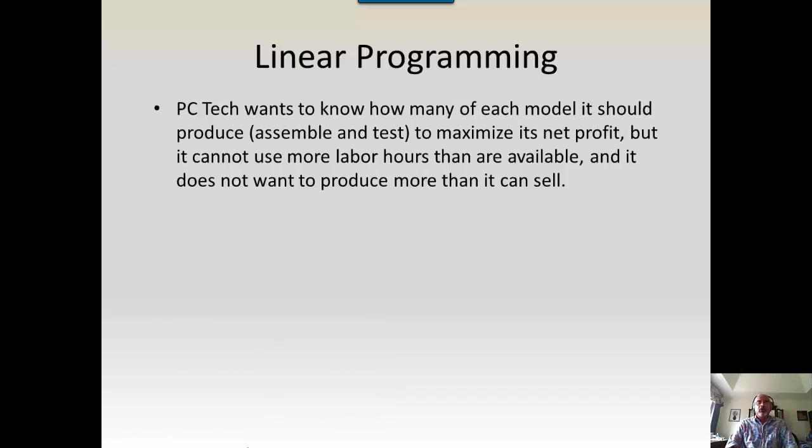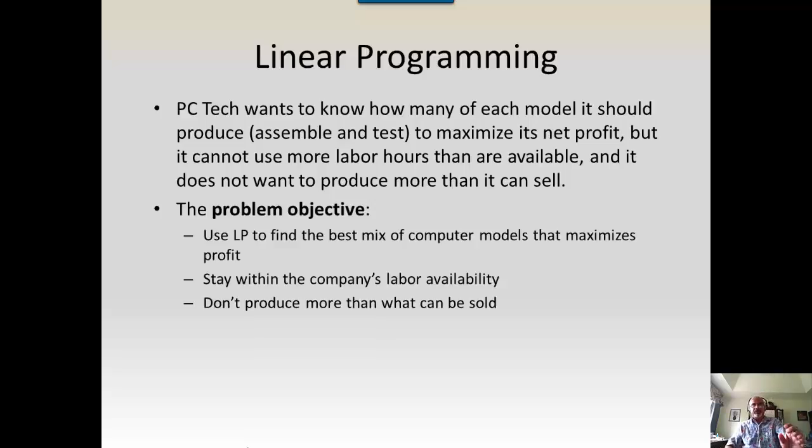Now the company wants to know how many of each of these two models it should produce, meaning assemble and test, so that the net profit is maximized. But of course it cannot use more than the labor hours available for assembly and testing, and it cannot produce more than what it can sell, the maximum sales possible. So within those constraints, we want to maximize the net profit. So the objective is to use linear programming to find the best mix of the computer models to maximize profit, stay within the company's labor availability, and not produce more than what can be sold.